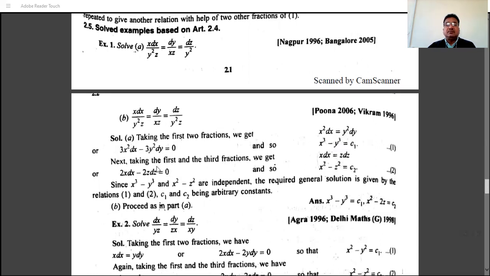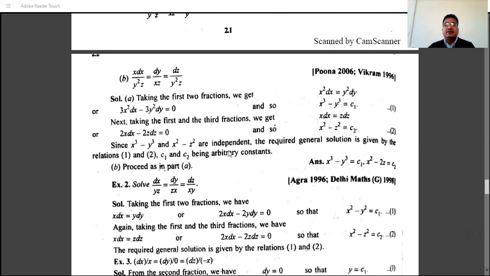Okay, then taking the first and third fractions. So what do we have? The y square gets cancelled, z square also gets cancelled, therefore x dx is equal to dz. And then after integrating, what do we have? x square by 2, z square by 2, and then by multiplying by 2 we have this answer, x square minus z square is equal to c2. And therefore these are independent, and 1 and 2 form the required general solution of the given differential equation.